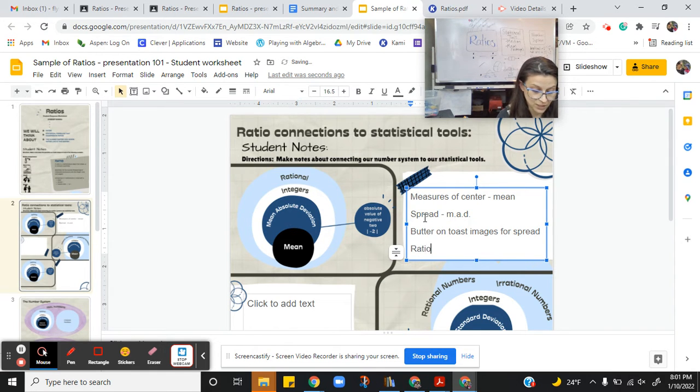And then why do we need ratios? Well, we need ratios because when we calculate the mean, you're comparing the sum. Ratios used in calculating the mean. Calculating mean.